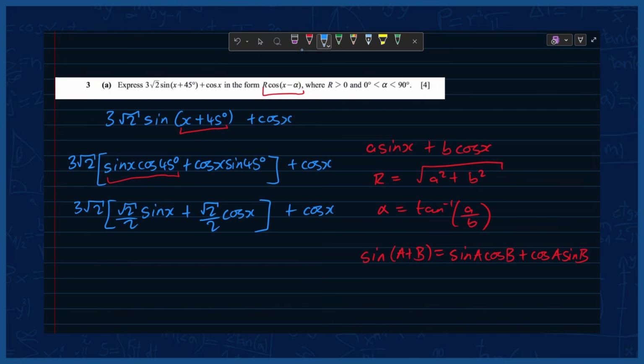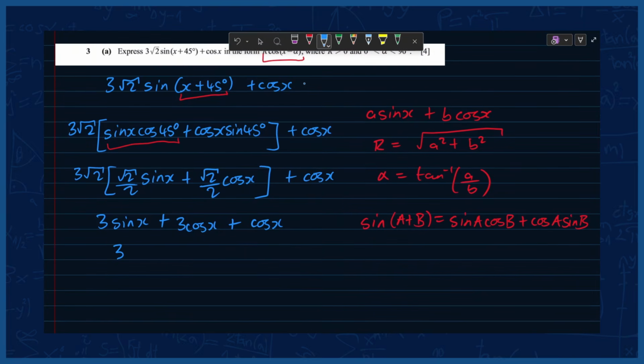Right, now let's expand. So I've got 3 root 2 multiplying my root 2 over 2, and that gives me a 3. So I've got 3 sine x, and then it's the same numbers multiplying here, so I also get a 3 cos x, plus my cos x there. And so I get 3 sine x plus 4 cos x. And I hope you can see that now we have the form a sine x plus b cos x, our a being 3 and our b being 4.